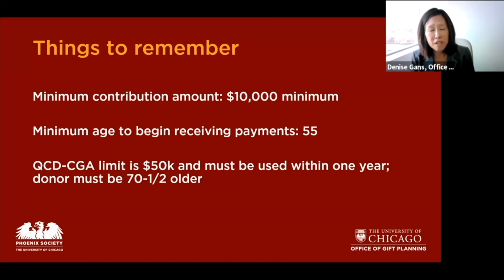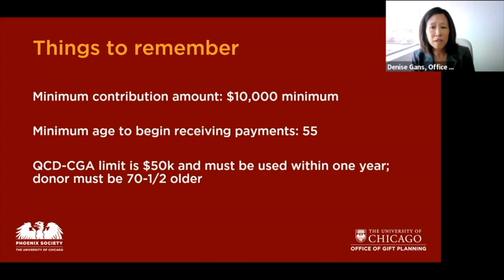So a couple of things to remember. For purposes of a gift annuity with the University of Chicago, we do have a minimum, and that minimum is $10,000. We also have a minimum age requirement, and that is the minimum age at which an annuitant can begin receiving payments, and that's 55 years old.